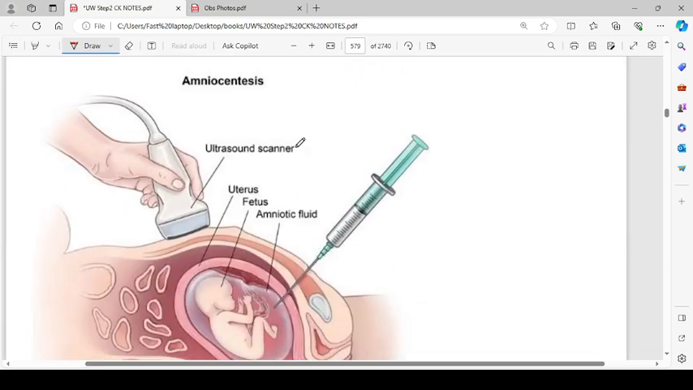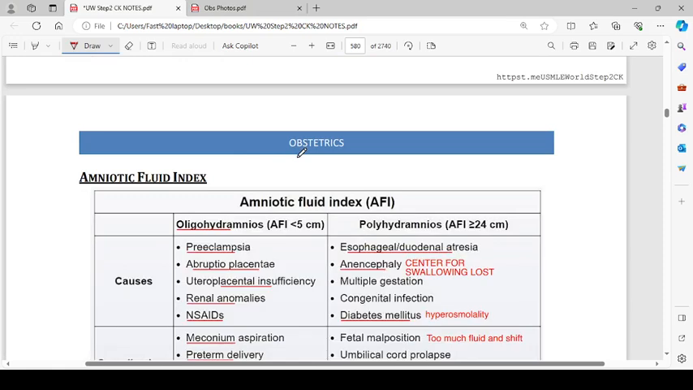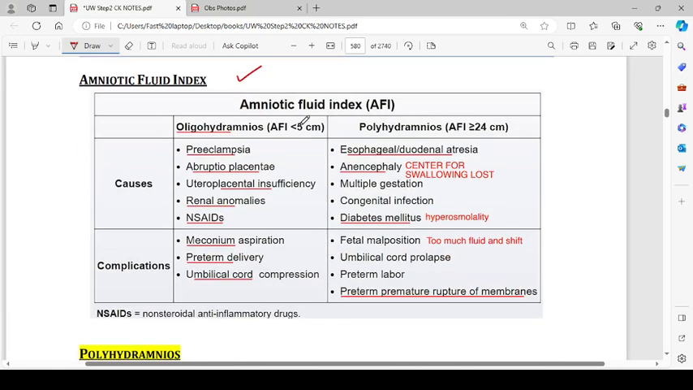How do we do the amniocentesis? We use an ultrasound probe to look for the position of the placenta and the fetus, and also to guide the needle. This is the uterus, fetus, and amniotic fluid. Amniotic fluid index (AFI): if it is less than 5 centimeters, then it is oligohydramnios. If it is more than 24 centimeters, it is polyhydramnios.